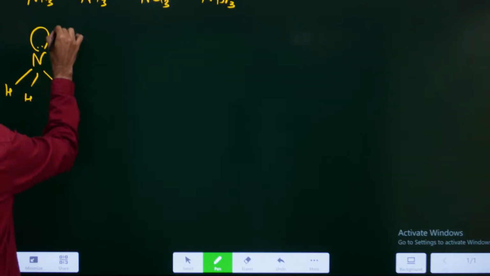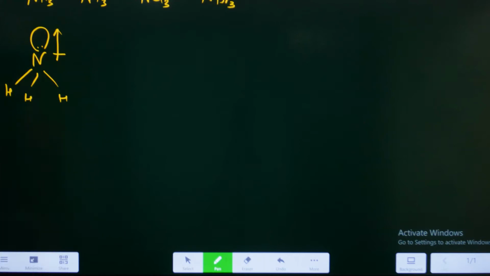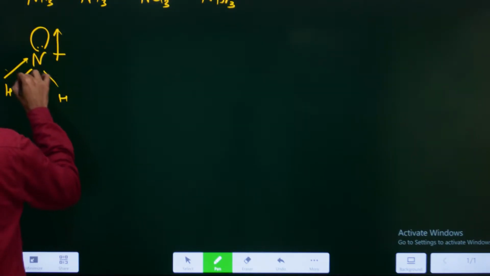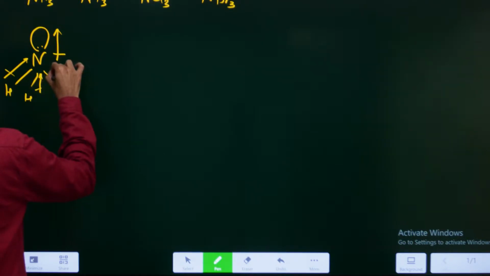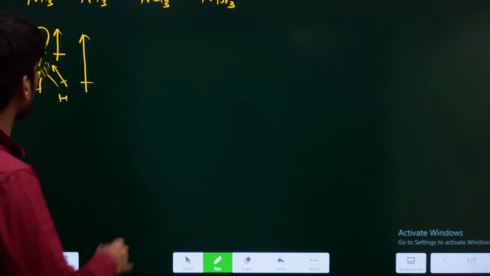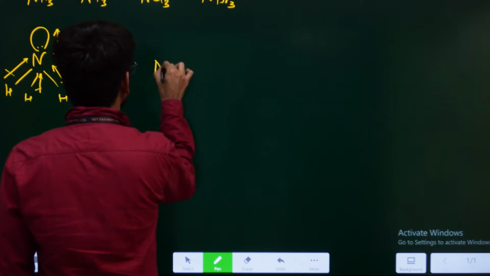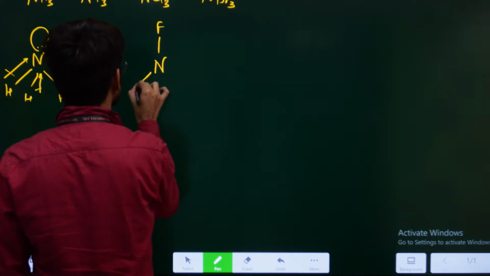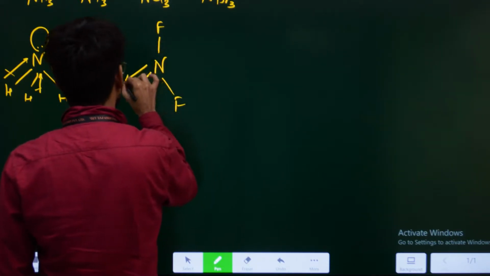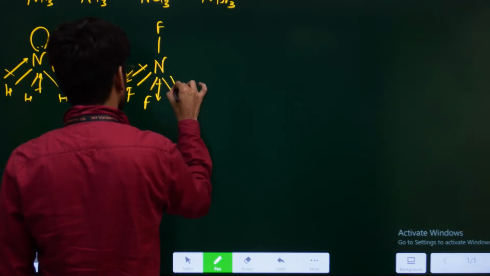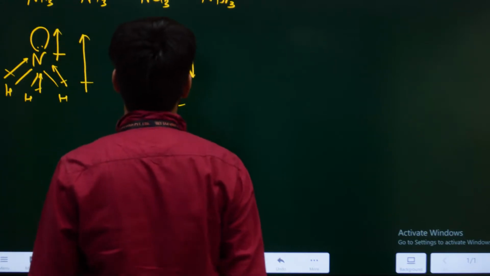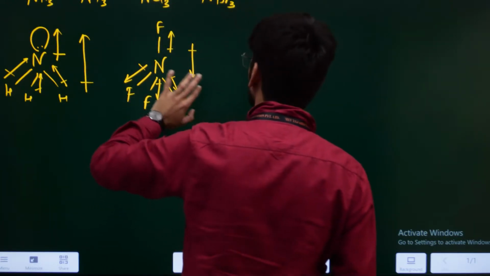Okay, we know that the direction of the dipole moment is towards the lone pair. This is the direction, this is the direction, this is the direction. So overall upward. Yes or no? Then we have NF3. Down, down, down, up, overall down. And some effect is cancelled also.